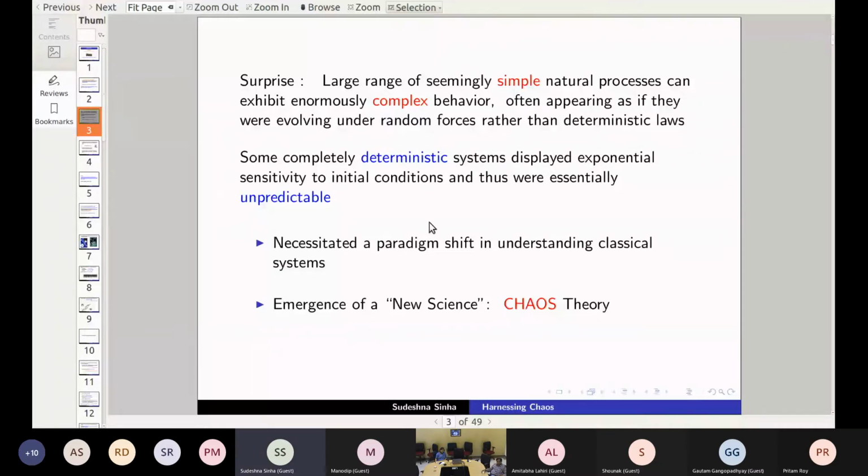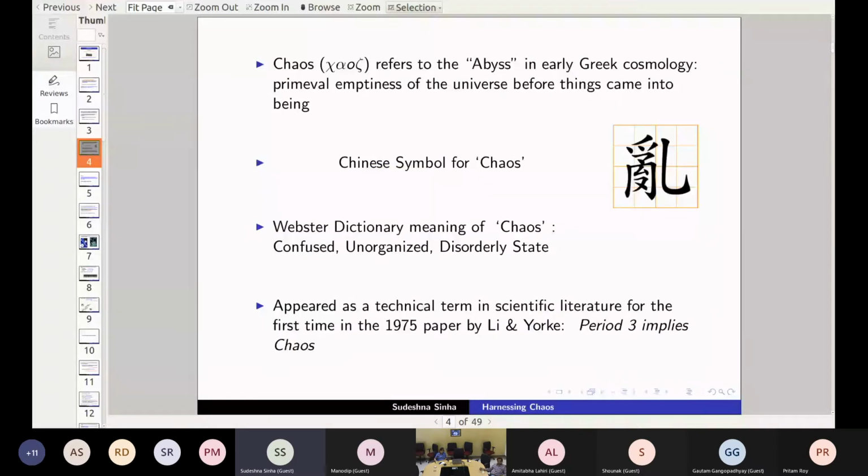Okay, so the whole thing is, I don't know whether I did say this, that we needed this new sort of paradigm shift. And somehow the word chaos is used in colloquial language, right? We all use it. In fact, the Webster dictionary meaning of chaos, in India we use a lot. I mean, confused, unorganized, disorderly. We use it to describe everything from traffic to politics. It's a very well used, or maybe abused, word.